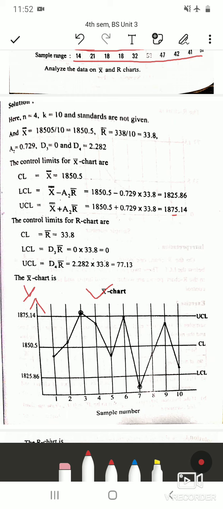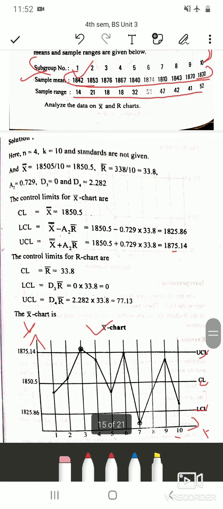So this is your Y axis, this is your X axis which denotes sample numbers. So we have 10 samples. So write from 1 to 10. Mark lower control limit, upper control limit and central limit, and go on marking the sample mean. So first sample mean is 1842. So it will be over here.